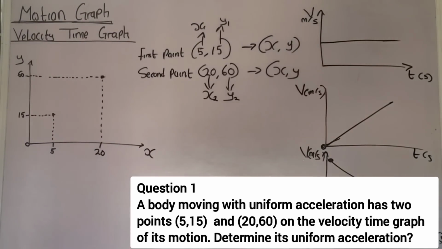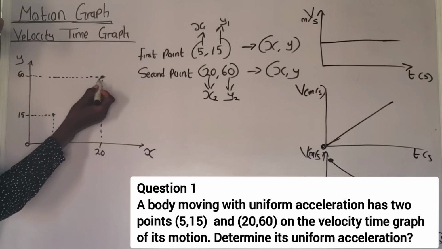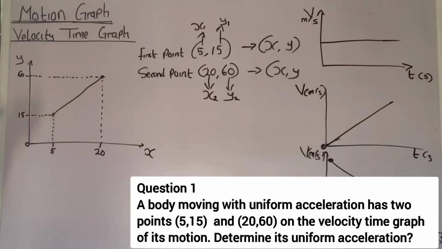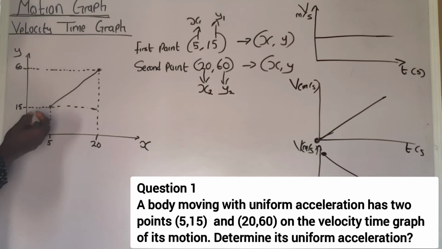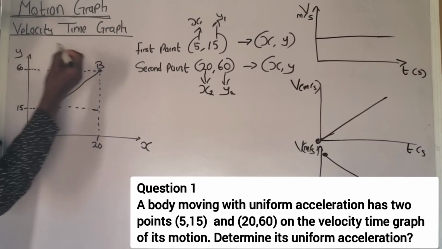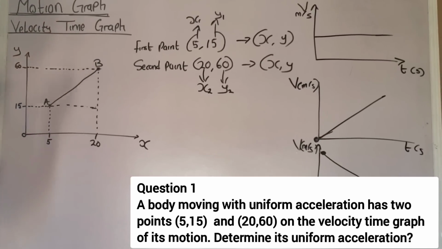Now we are asked to determine the acceleration. The uniform acceleration of a velocity time graph is the slope. Don't forget, in our previous class I told you slope is associated with division. So the uniform acceleration of a velocity time graph having 2 points is the slope. Now let's draw the line for the slope, which I represent as AB. We want to calculate the slope.